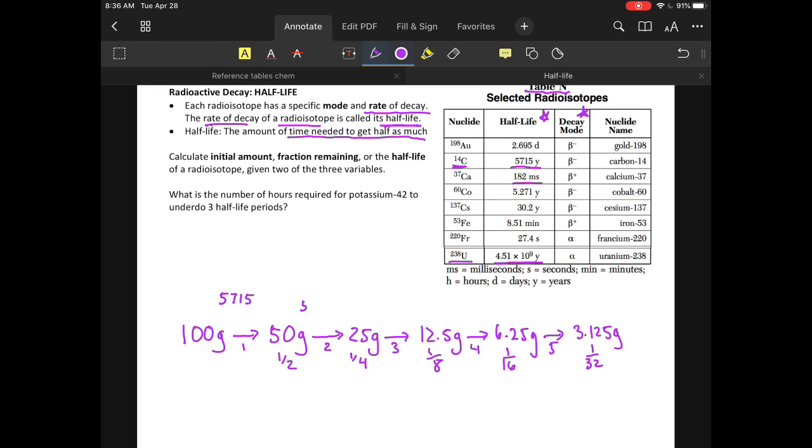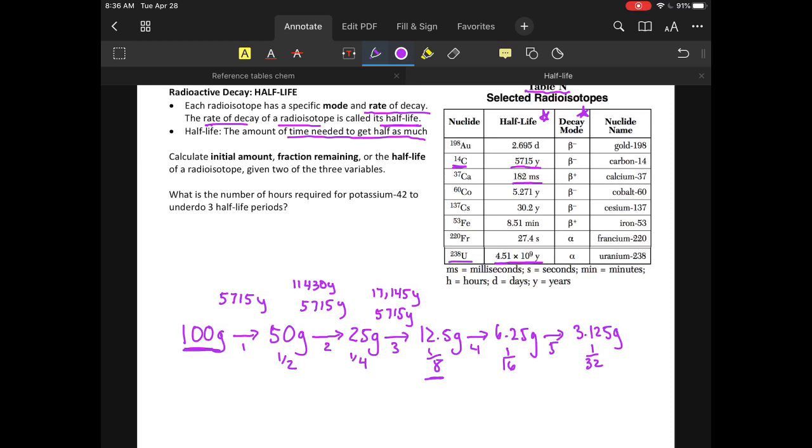If we look at carbon, for example, one half-life takes 5,715 years. Another half-life means that another 5,715 years has passed, which is a total of 11,430 years. Let me put my units. If I have an original sample and only 1/8 remains, well, that means 3 half-lives have passed. And for carbon, that's 5,715 years times 3, which means that for 1/8 of the original sample to be left, if this is carbon-14 decaying, that would take 17,145 years.